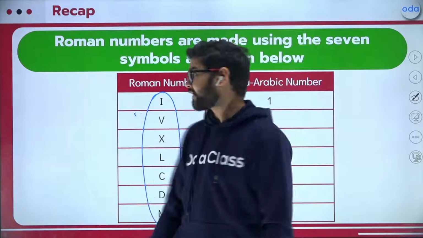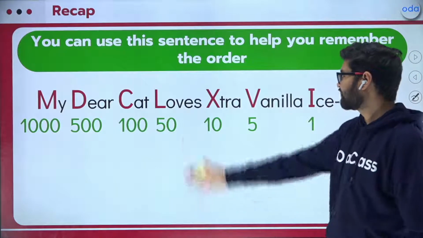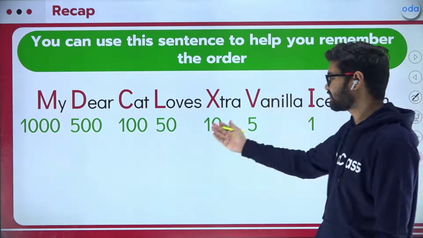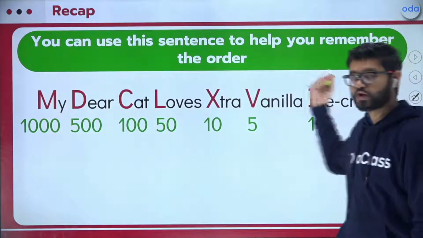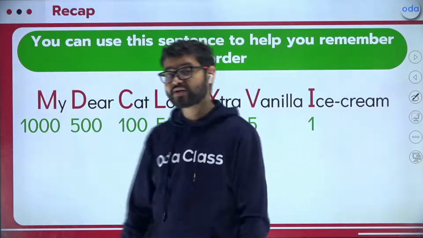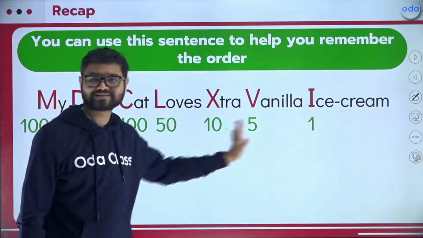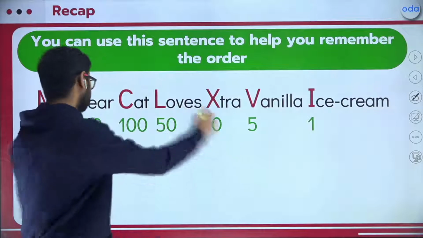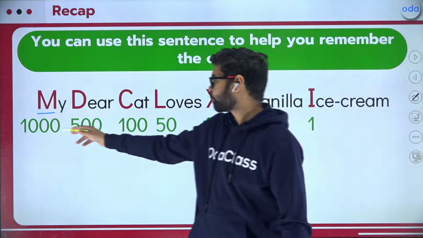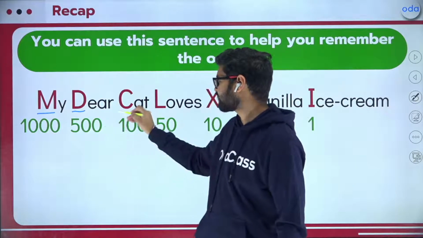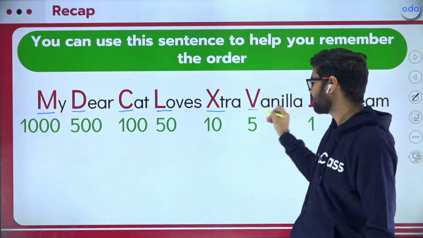Now, how to learn that? In the previous two sessions also I have told you how we can learn. You can remember this sentence: my dear cat loves extra vanilla ice cream. The benefit is that this sentence will tell you how you can remember all the symbols and their values. Starting with my, M goes for 1000. We have M for 1000, D 500, C is 100, continuing L 50, X 10, V 5.